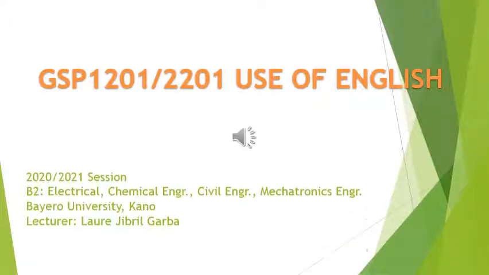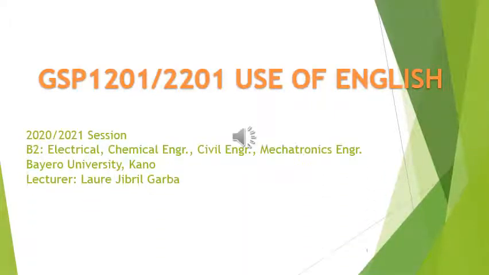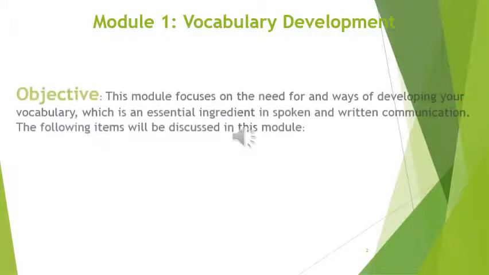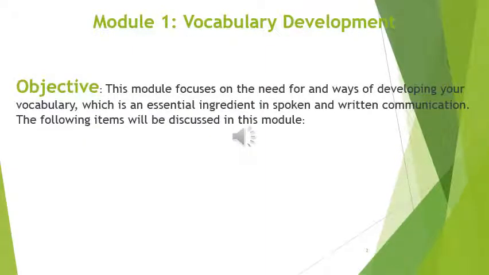I'm going to take this course, Use of English, GSP 1201 for Level 1 and 2201 for Level 2 for the 2020-2021 session. As I said earlier, I'm going to start with Module 1, that is Vocabulary Development.